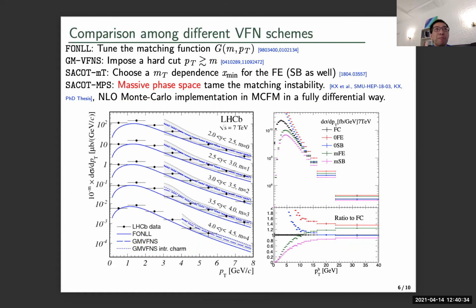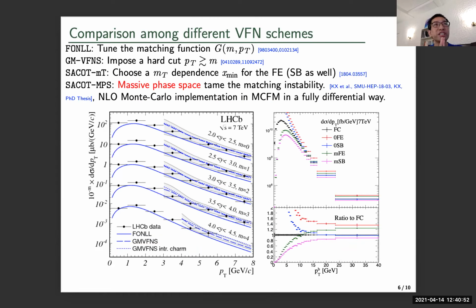So let's compare several different variable flavor number schemes, like FONLL, which is used in MMHT PDF, and there is also a code called GM-VFNS.